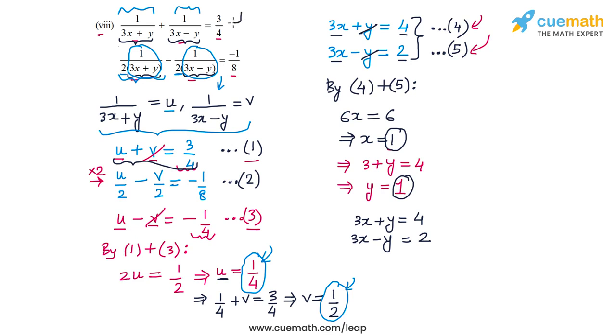So if you check the original equations, we have 1 by 3x plus y, so that's 1 by 4, and 1 by 3x minus y, that's 1 by 2, and 1 by 4 plus 1 by 2 is 3 by 4. So the first equation checks out. And then in the second equation we have 1 by 2 times 3x plus y, so that's 1 by 8, and then we have a minus 1 by 2 times 3x minus y, so that's 1 by 4. So 1 by 8 minus 1 by 4 is minus 1 by 8, and the second equation also checks out. So our answer is correct. x is equal to 1 and y is equal to 1 as well.